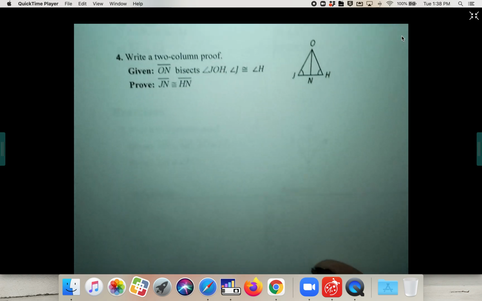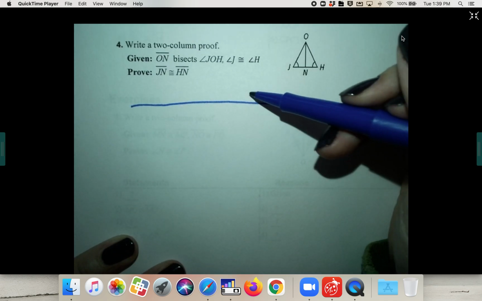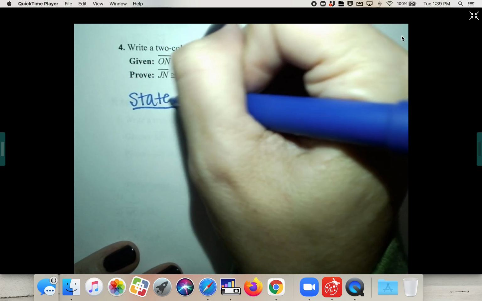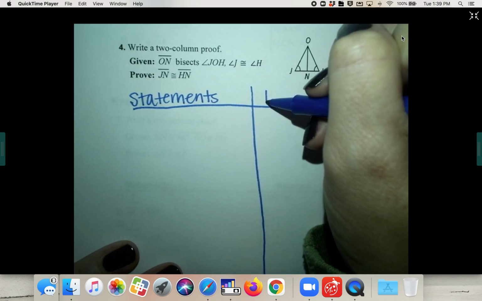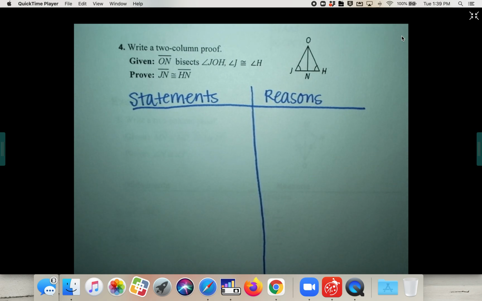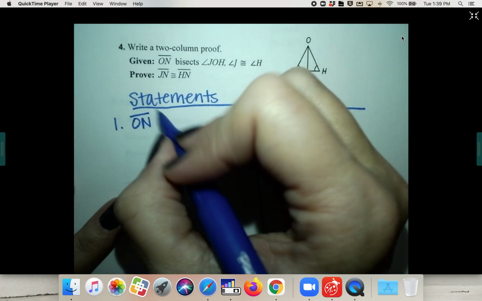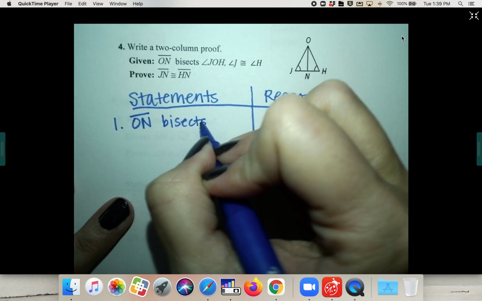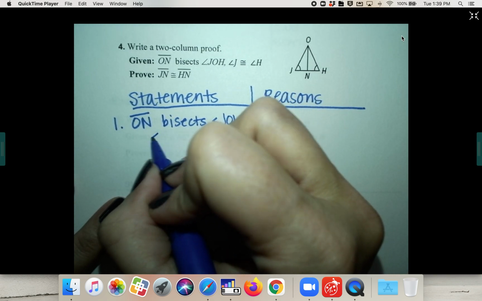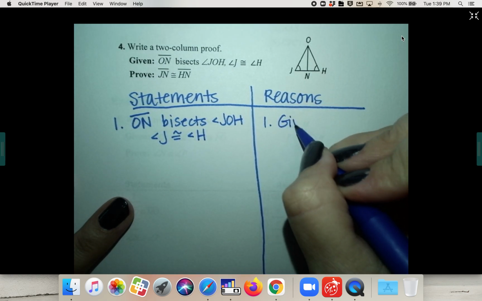I'm going to encourage you guys to push pause on the video and try this last one on your own, and then fast forward this video back and just make sure you got all the steps correct. If you're not quite ready to try it, I will definitely work it out right now, but I would say you're probably ready to try. All right, I'm going to start by definitely doing the givens first. So side ON bisects angle JOH, and then I'm also going to go ahead and say that angle J is congruent to angle H. Those are all given.